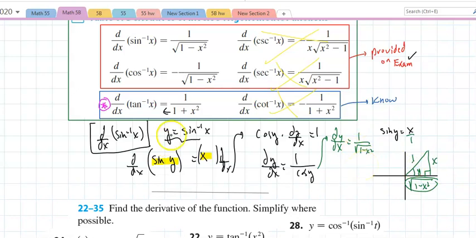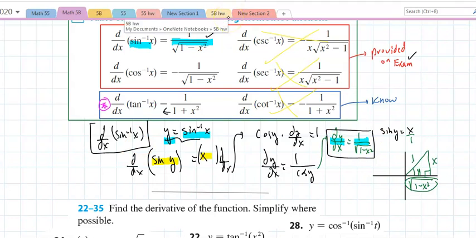So, if I let y equal the inverse sine, what's dy dx? There it is. So what's the derivative of inverse sine? There it is. You could derive all of them that way.